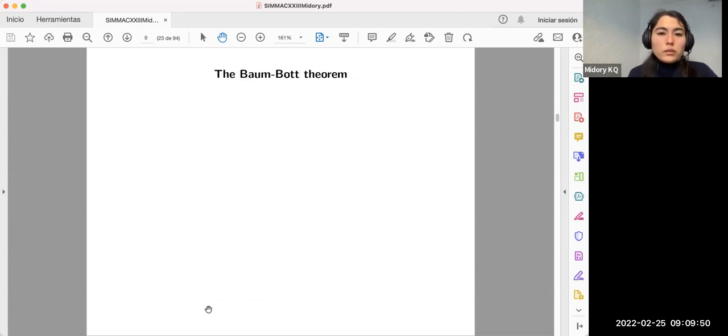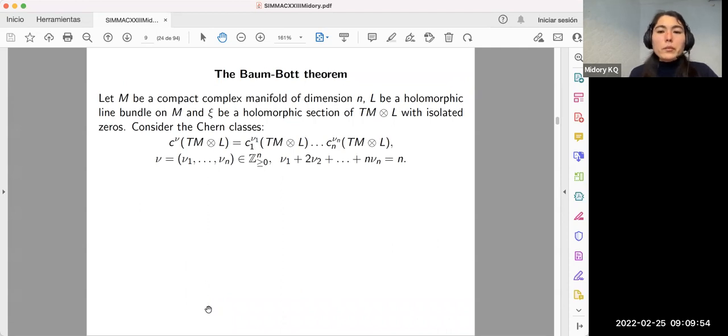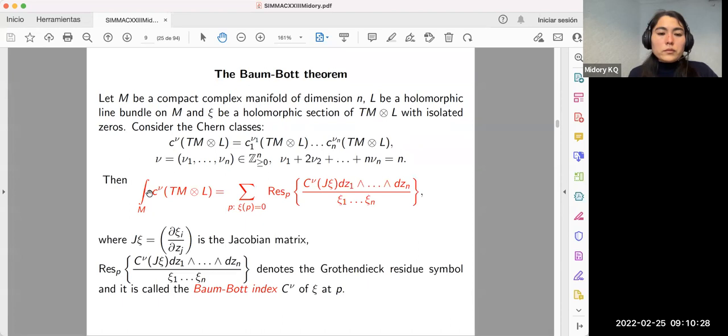Okay, and with this we can state the Baum-Bott theorem. So if M is a compact complex manifold of dimension n, and L is a holomorphic line bundle on the manifold, I take a holomorphic section of the tensor product of the tangent bundle of M and the line bundle L, which has only isolated singularities, and we consider the Chern classes. Then we can calculate the Chern classes of this tensor product just on the singularities of this holomorphic section.